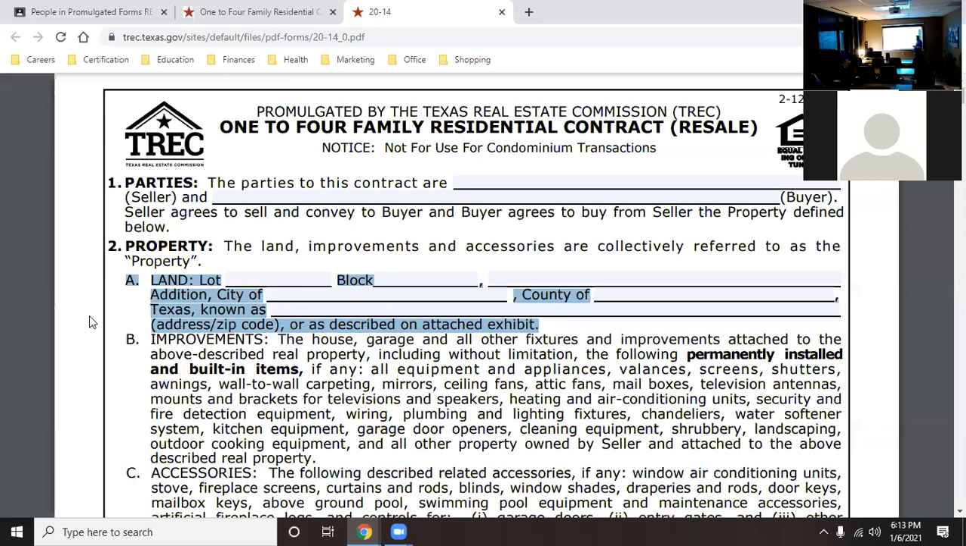Okay. I'm sorry. Yes, Ms. Linda. Can I ask you, on A, the lot, the block, the addition, city, and all that, do you get that information from the appraisal district? It comes from the CAD. From the CAD. And I use the word CAD a lot, but it's the County Appraisal District, that we refer to as CAD.